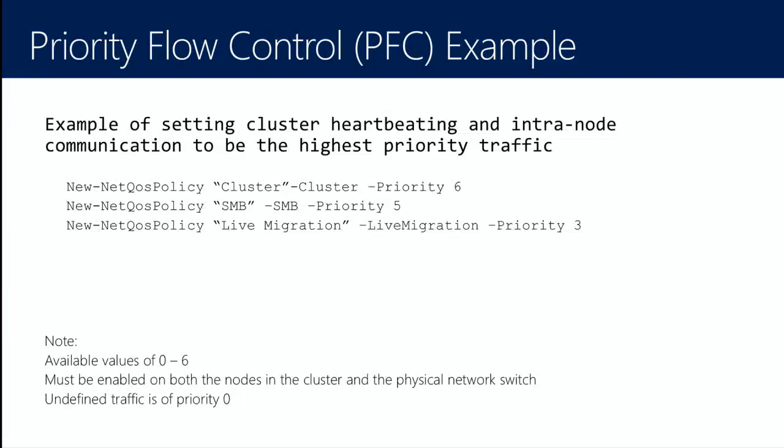The most important thing to be thinking about is priority flow control, because we want to prioritize those cluster heartbeats. If you look here, I've set cluster to a priority of 6. It's the most important. I've also set SMB, so maybe you would want to set SMB priority if you're doing CSV or SMB file-based storage, and then maybe my live migration. The default is 0, which means everything else. So these three would be more important than everything else, and clustering would be the most important. Basically, that's prioritizing TCP and UDP 3343, which is what that setting does.